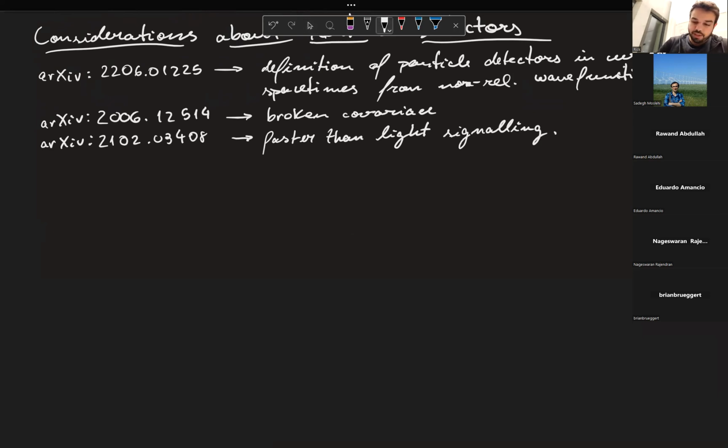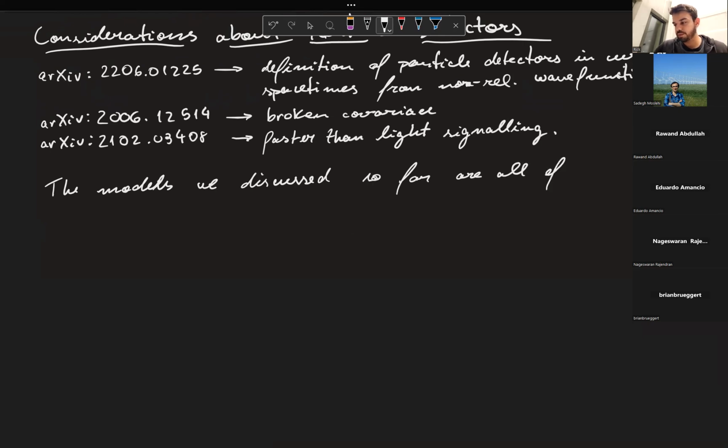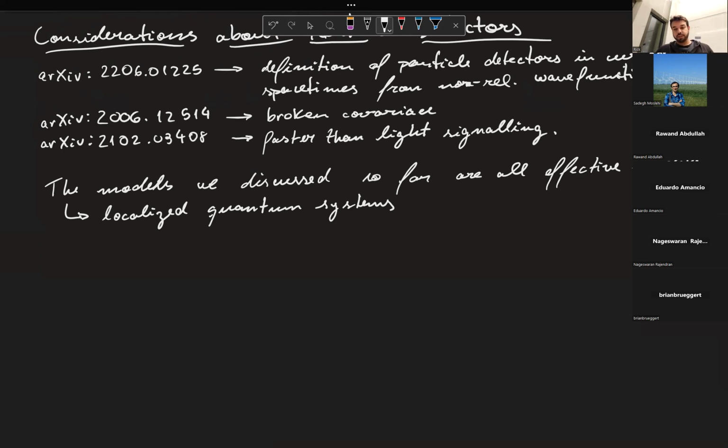Cool. So I guess the key thing is that the models we discussed so far are all effective models. We didn't really use quantum field theory to describe any of them, right? So they're effective models, and the reason is because we wanted to describe localized quantum systems. If I ask you to consider a localized quantum field, then either you're going to have to prescribe some sort of external potential, or you're going to have to solve a highly interacting quantum field theory, both of which we just can't do properly nowadays.